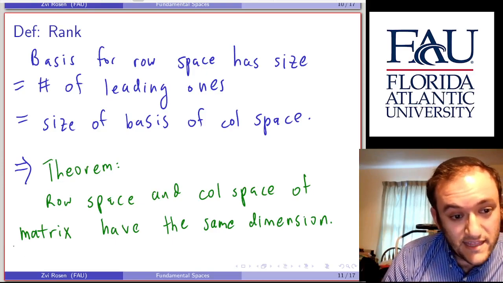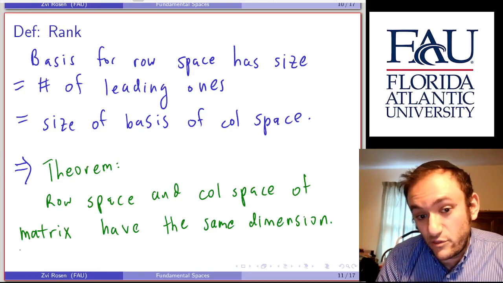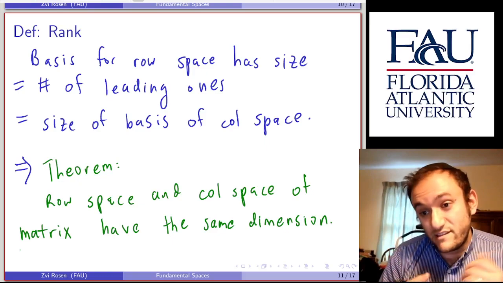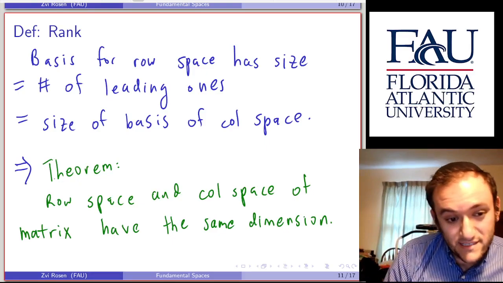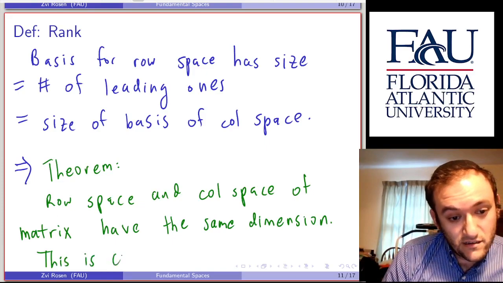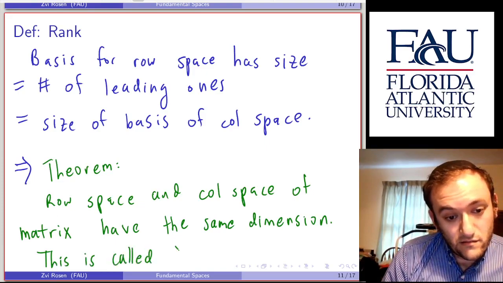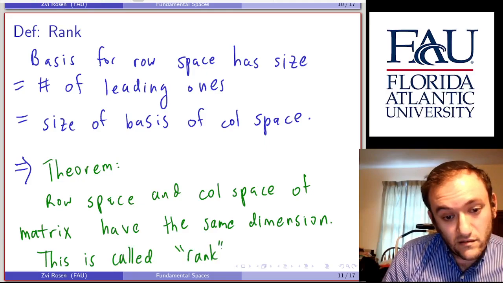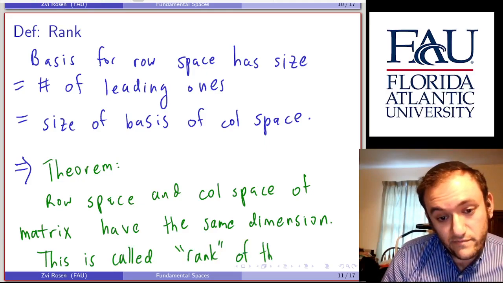And this tells us that we can give this new number a name. So it's the dimension of the row space and column space. This is called the rank of the matrix.